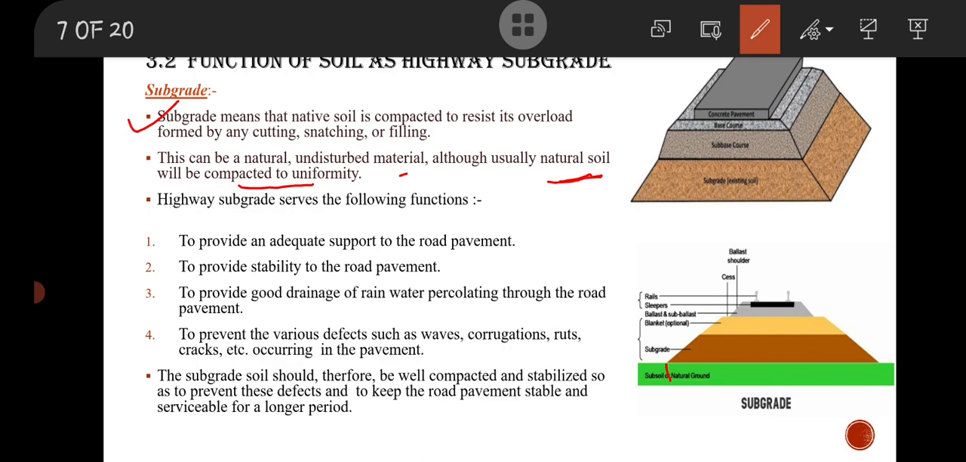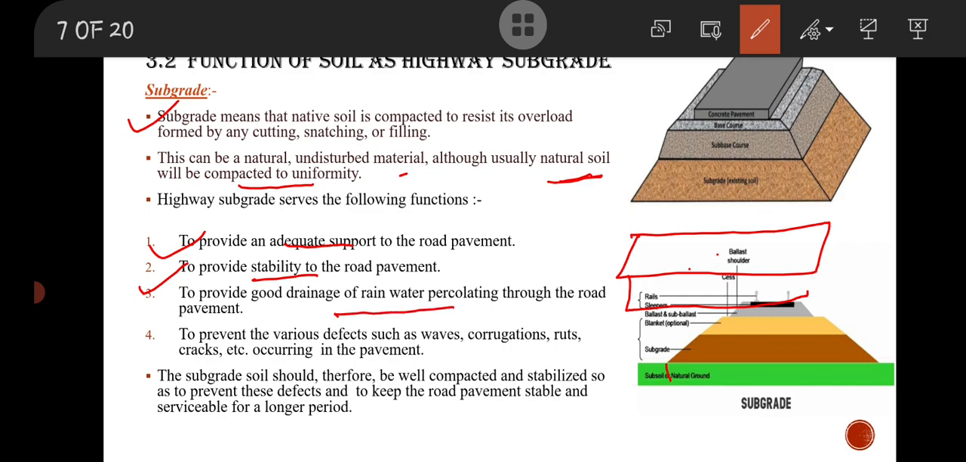over that subgrade. The function of soil as subgrade is to provide adequate support to the road pavement. To provide stability means it will give a firm base to the road pavement, that is adequate support. As it gives a firm base, it will give the required strength to the different layers and distribute the load, that is the stability, and to provide good drainage of rainwater.